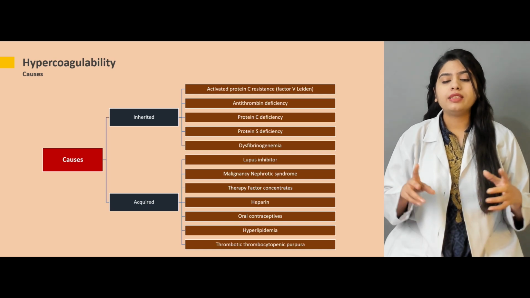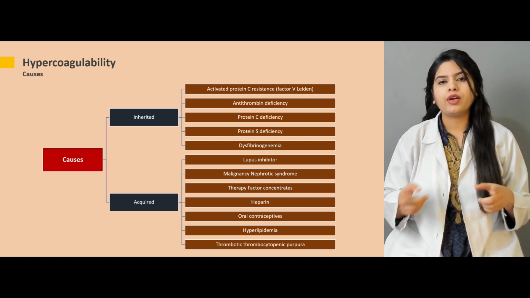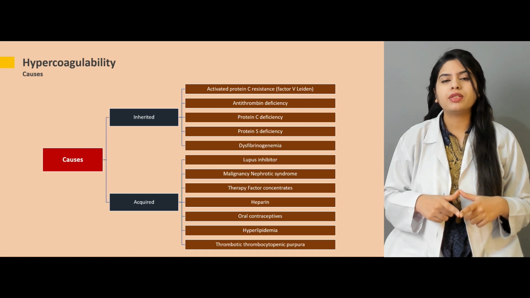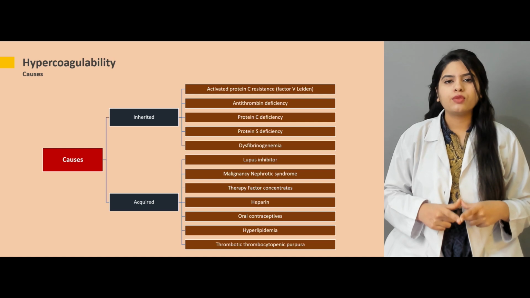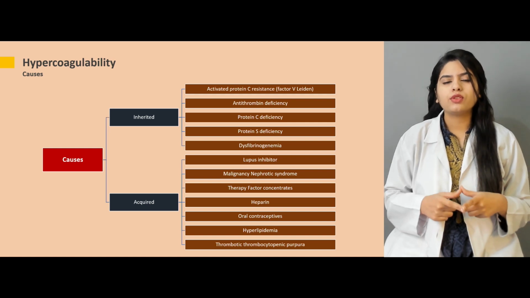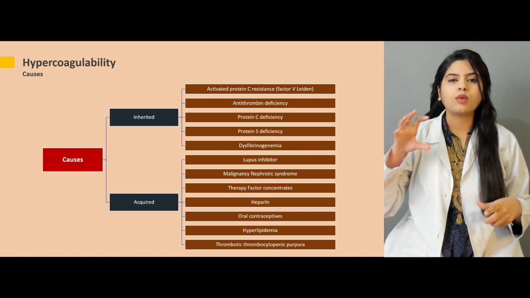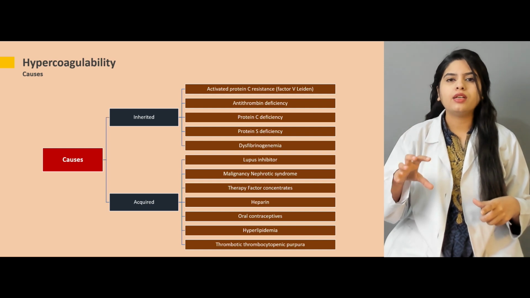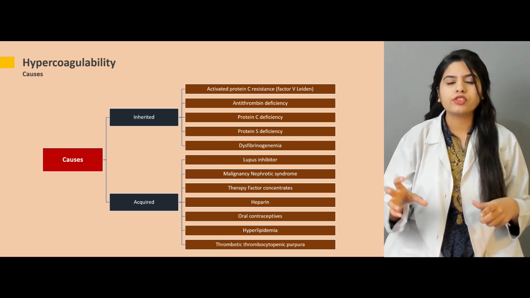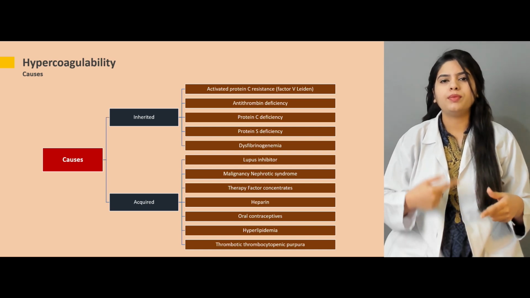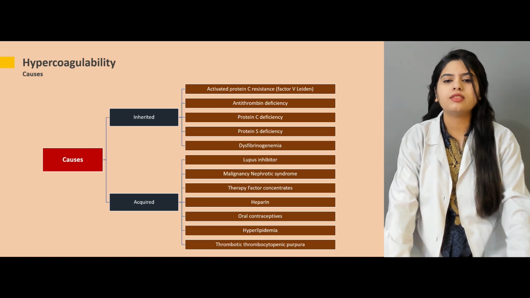Now, all of these conditions, whether they are inherited or acquired, are basically because of the disturbance in the balance of the bleeding and normal flow of the blood. So whenever there is increase in the formation of the blood clots, that will block the normal flow of the blood, and that will obviously affect the normal or proper functioning of the organ to which the artery or the vein is supplying.